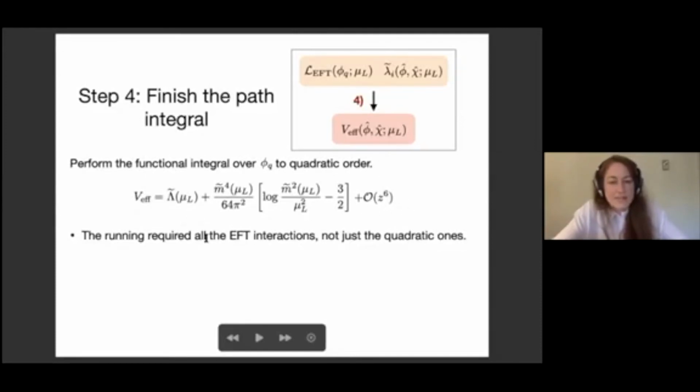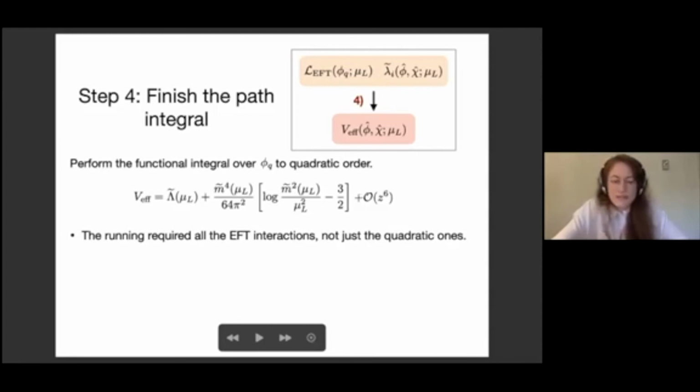So at the end of the day, I have an effective potential given at some light scale, which is the EFT cosmological constant at the light scale, plus this m to the 4th log m squared, where the m squared is the EFT m twiddle squared, which has run to the light scale. And again, this is just from the one loop determinant from integrating out phi q to quadratic order. And again, we're only keeping terms to order z to the 4th in this expression.